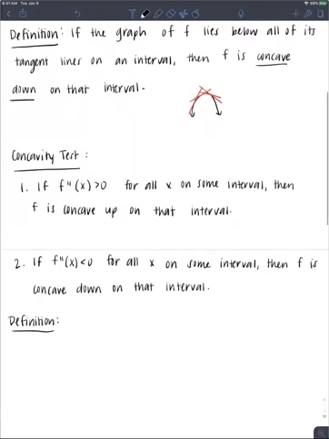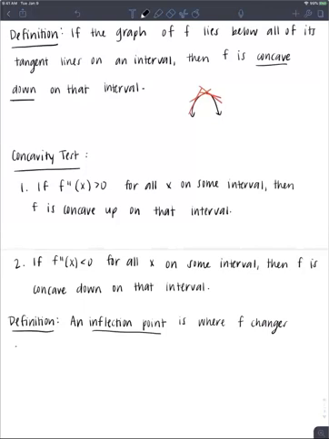Okay, so definition, a point P, actually, hang on, don't write that down. Let's make this a little less formal. What I'm going to say instead is just an inflection point. So that's what we're defining. An inflection point is where f changes concavity.